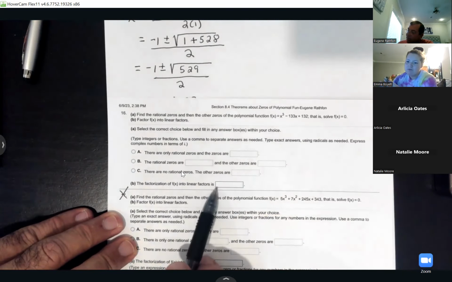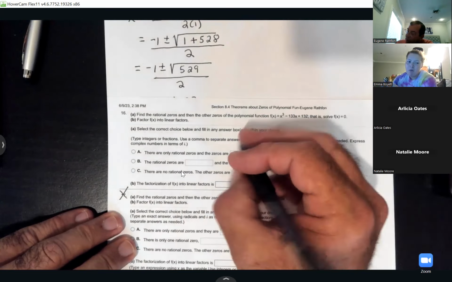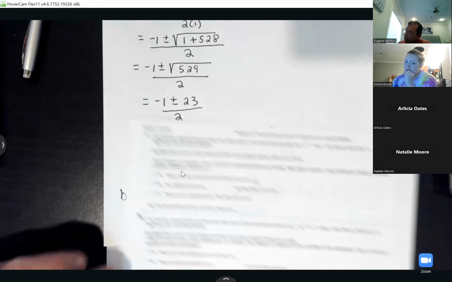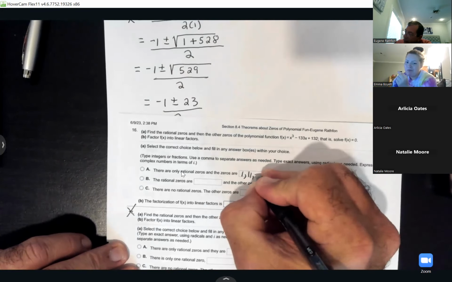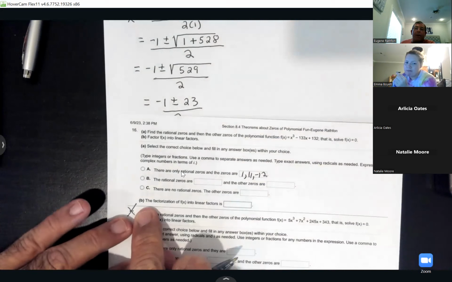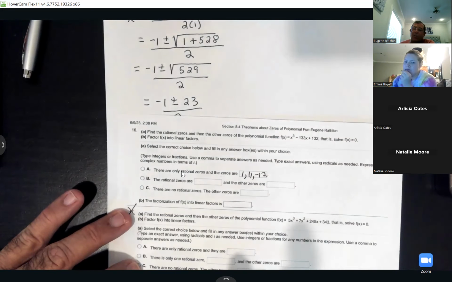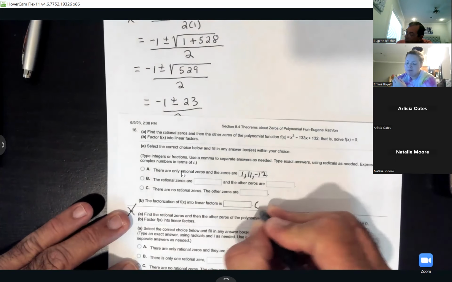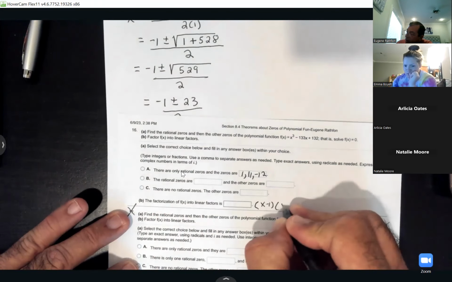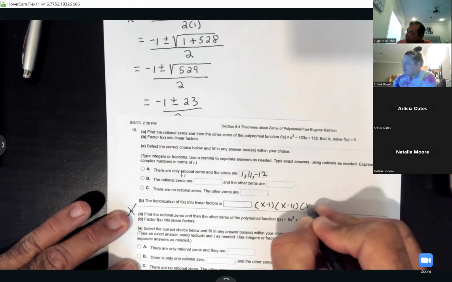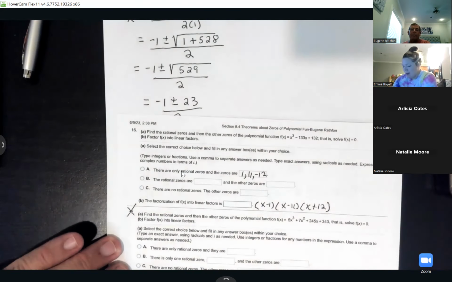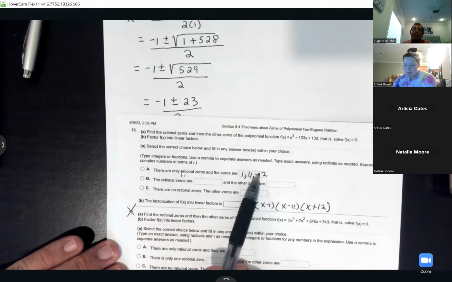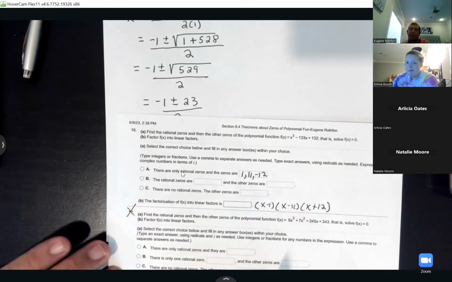Okay. And then that was the factorization. So right here, our numbers were what? 1. We'd have put in a 1, 11, and a -12. Then it probably would have said check that answer or whatever. Then down here where it says the factorizations, that's where I'd have put my parentheses, x minus 1, x minus 11, and x plus 12. So you just choose which A, B, or C for the first part, write your zeros, and then the second part, you're just putting them in parentheses.